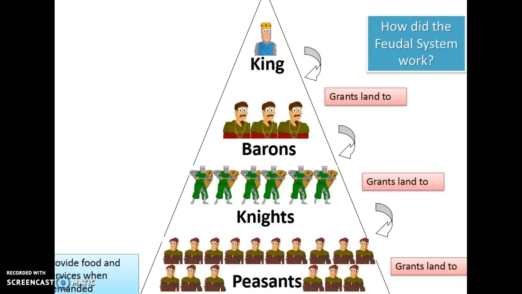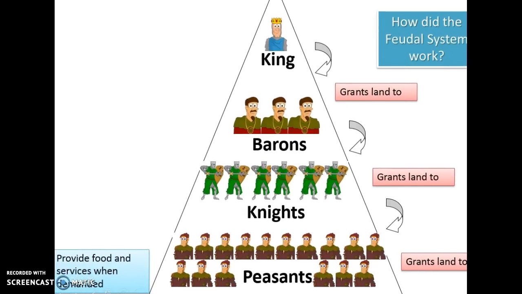Oh, my screen, let's cut you off a little bit. There we go. So we have the peasants. Remember, these are people like the farmers, the blacksmiths. They're going to provide food and services when the knights ask for it. So if they need a new sword, if they need some food, they're going to ask the peasants for it because they got land from the knights. So there we go. We have our arrow pointing from peasants to knights, and here's our little info box.